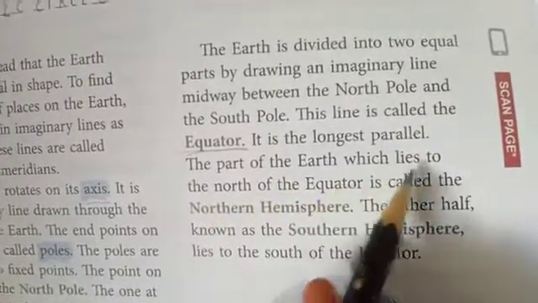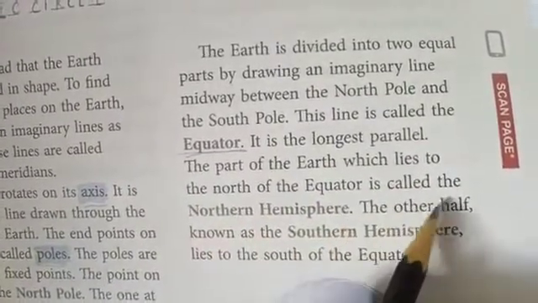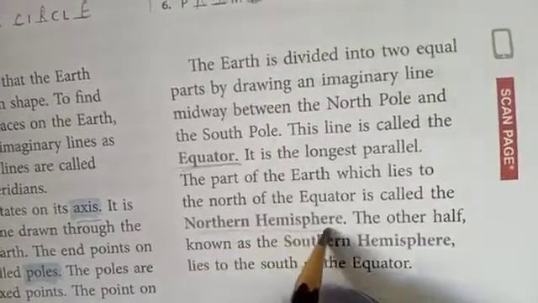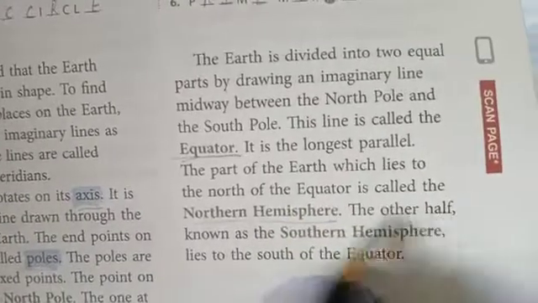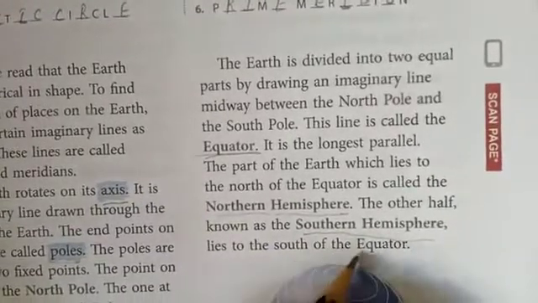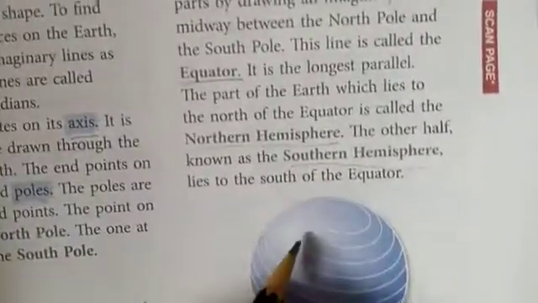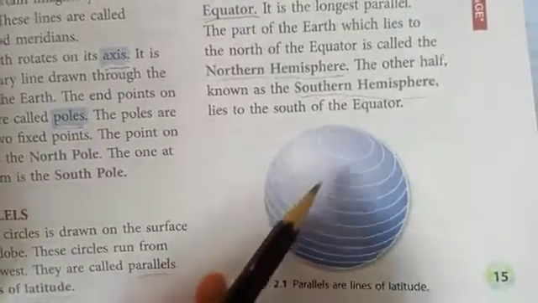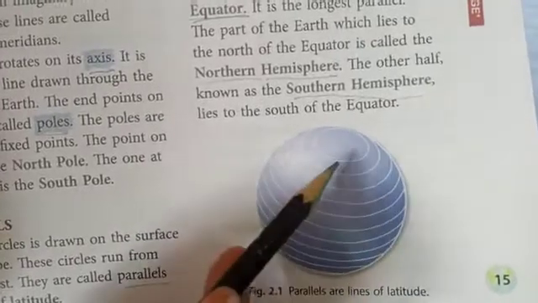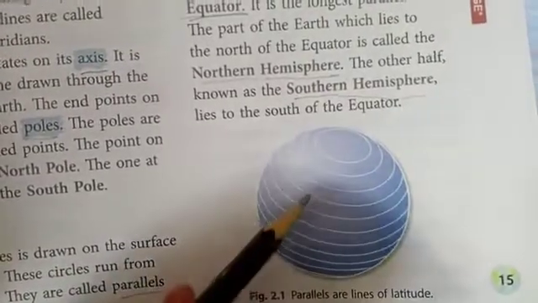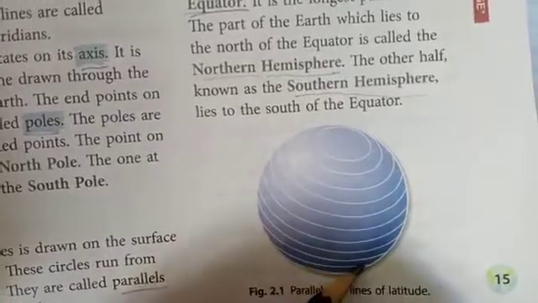The part of the earth which lies to the north of the equator is called the northern hemisphere. Underline, northern hemisphere, the above part of the equator. The other half is known as the southern hemisphere. Here the southern hemisphere lies to the south of the equator. Parallels means latitude also we call that. These are the parallels from east to west; we have to draw these parallels. There are totally 180 parallels here.